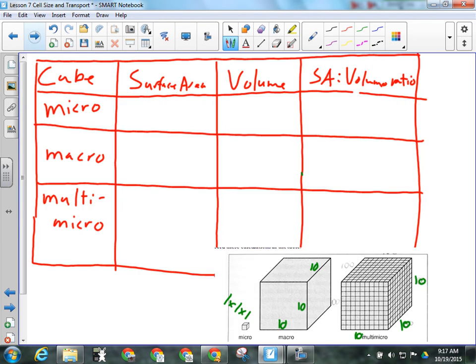How would I figure out the surface area of micro? 1 times 1 times 6. We figure out the surface area of one side and multiply it by the number of sides. So we are going to say that the surface area of micro is 6 micrometers. 1 times 1 times 6.